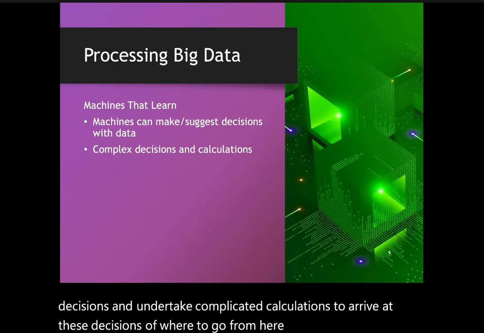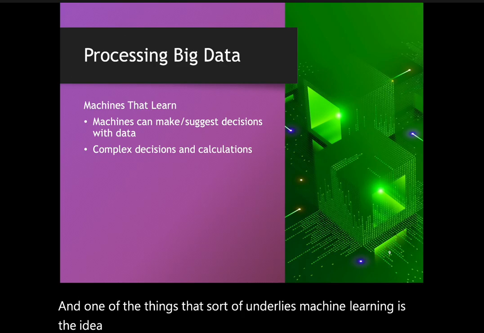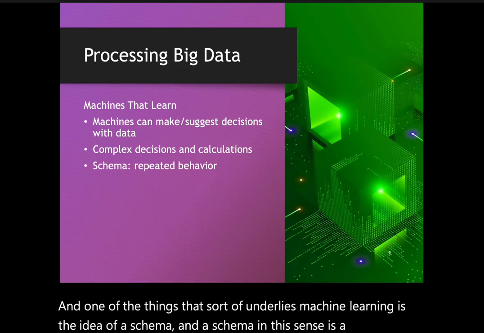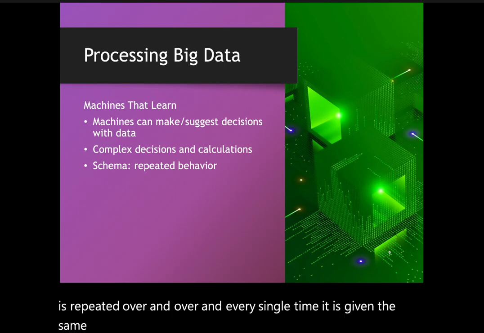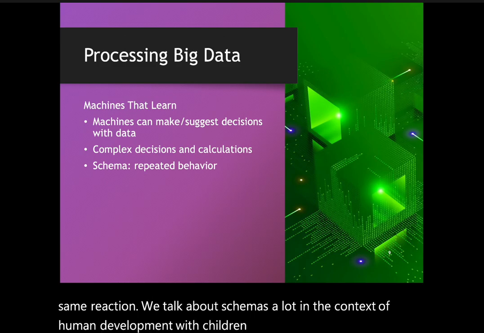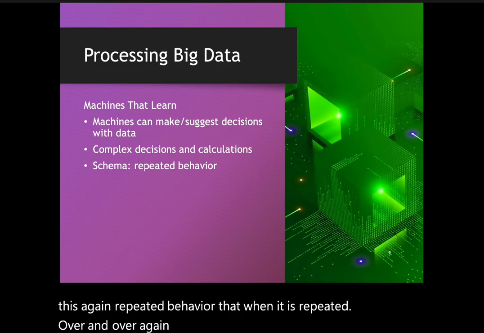And one of the things that sort of underlies machine learning is the idea of a schema. And a schema in this sense is a behavior that is repeated over and over, and every single time it is given the same reaction. We talk about schemas a lot in the context of human development with children, because in children, a schema is this, again, repeated behavior that when it is repeated over and over again, we can expect a child will do it again and again.